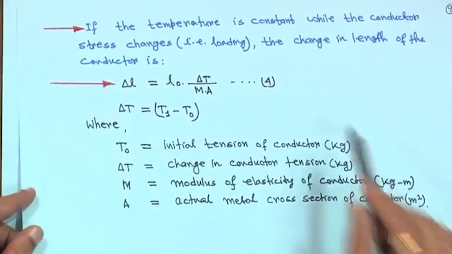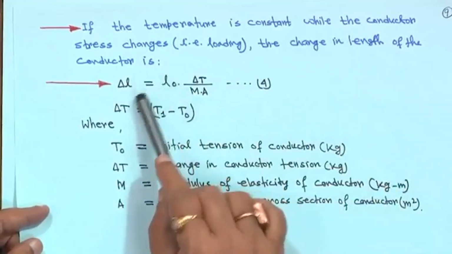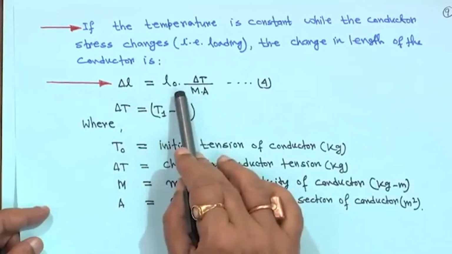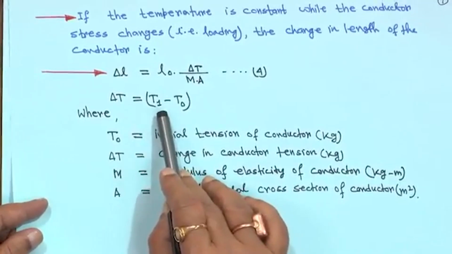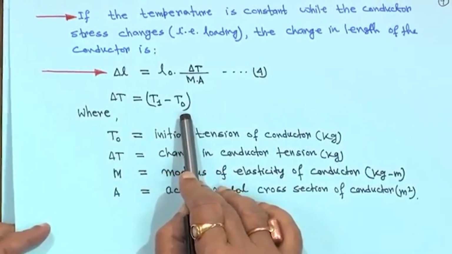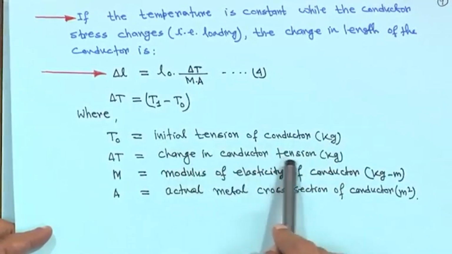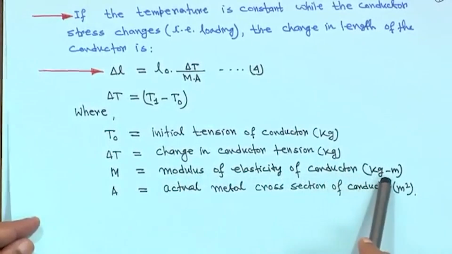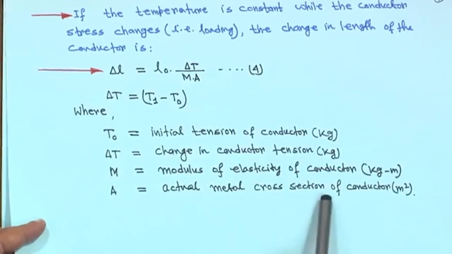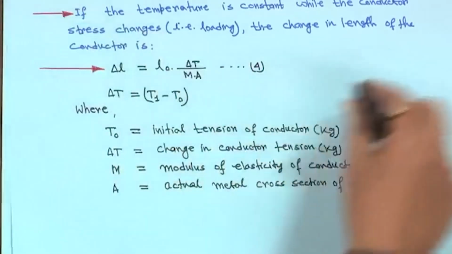That means that if the temperature is constant while the conductor stress changes, that is loading, the change in length of the conductor can be given as delta L is equal to L 0 into delta T divided by m into A, where delta T is equal to capital T 1 minus capital T 0, where T 0 is equal to initial tension of conductor in kg, delta T is equal to change in conductor tension in kg, m is equal to modulus of elasticity of conductor in kg per meter square, and A is actual metal cross section of the conductor in meter square. Now, these are some simple things.